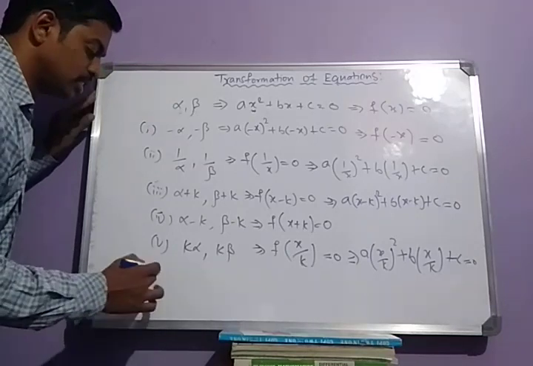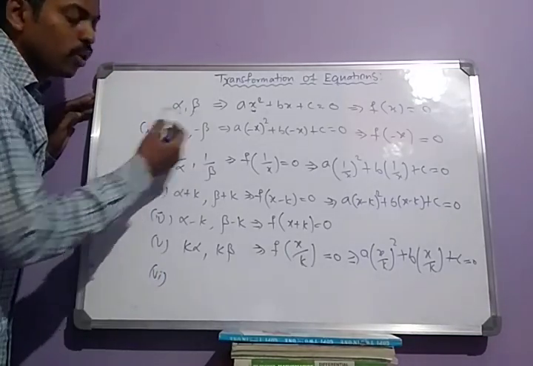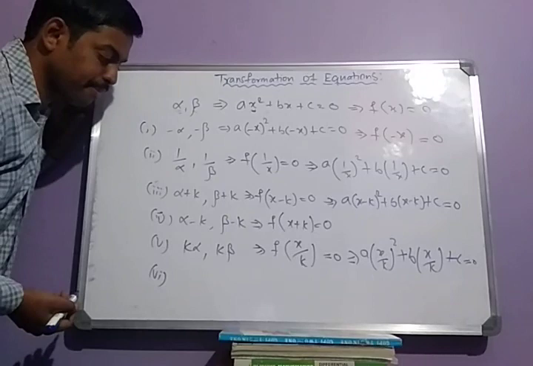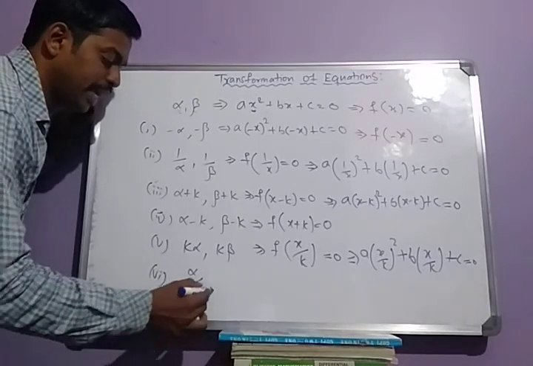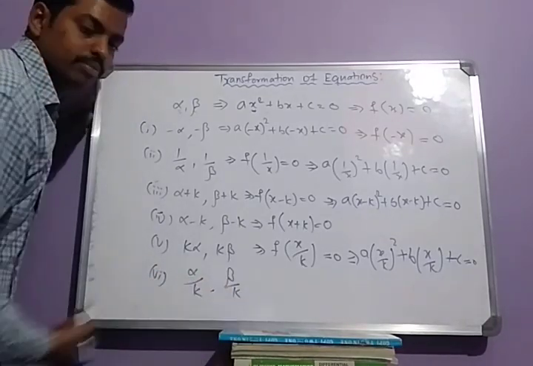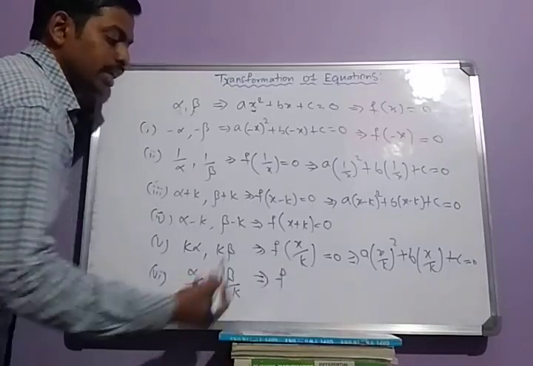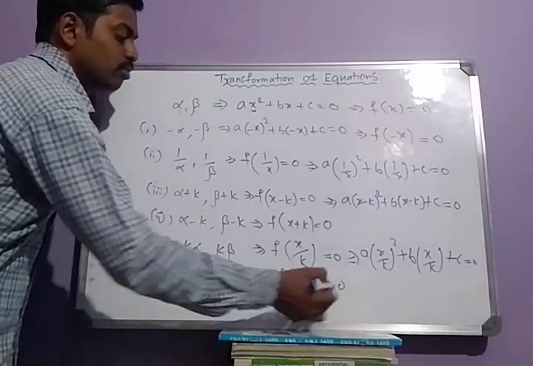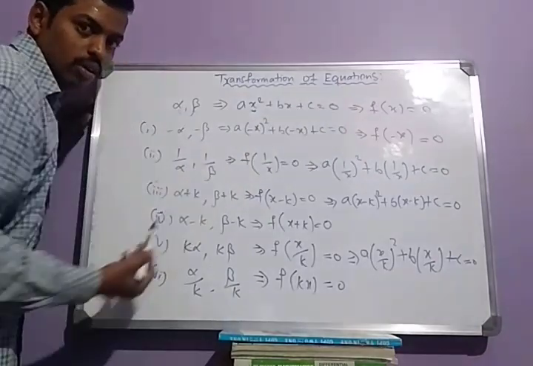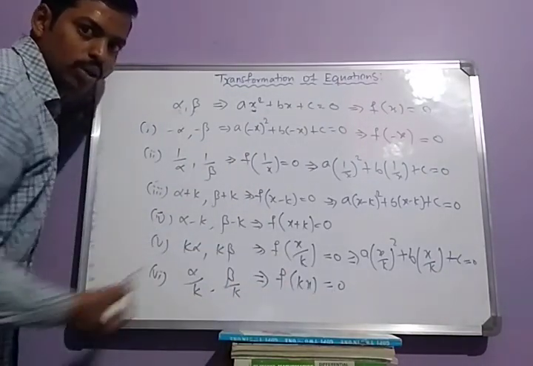And then the sixth possibility. So what if both the roots are divided by a constant k? That means alpha becomes alpha by k, beta becomes beta by k. So that means, dear students, here x will become kx is equal to 0. That means f of x is equal to 0 will be changed as f of kx is equal to 0.